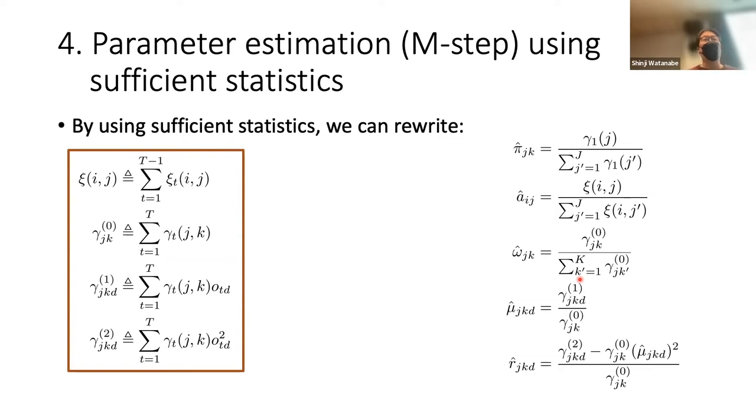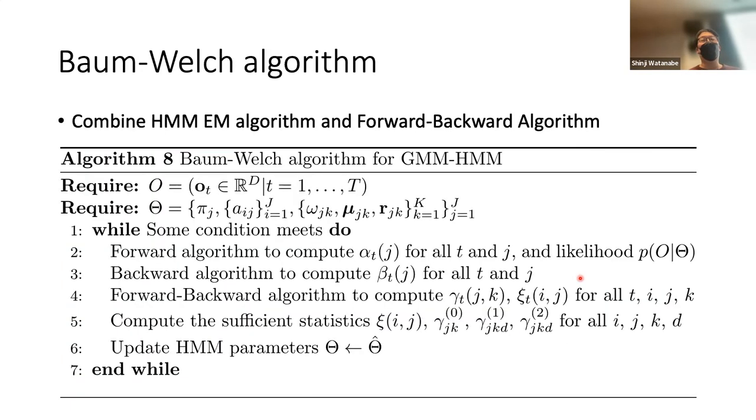And finally, if we make this kind of parameter estimation, forward-backward algorithm, and so on, we can also finish making a Baum-Welch algorithm based on the HMM-GMM extension. And this is the coding assignment two that you have to implement. So this is the GMM extension part. Is there any question?